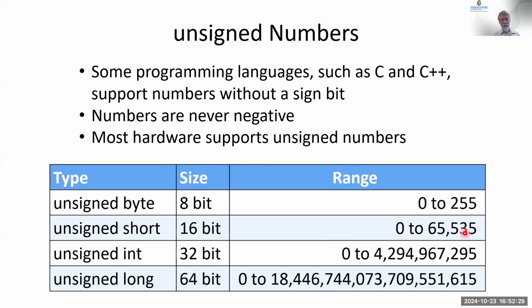Shorts go from 0 to 65,000, and so forth. You get 4.25 billion with an int, and a really big number with long.